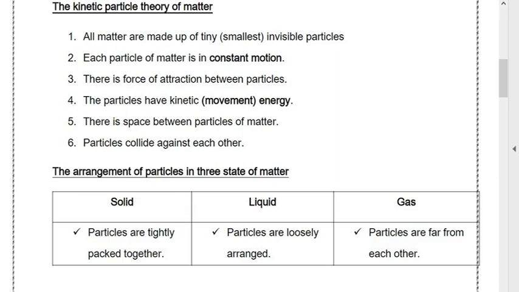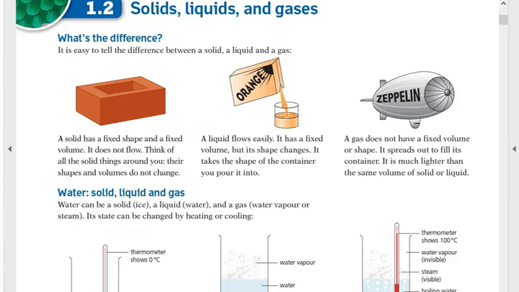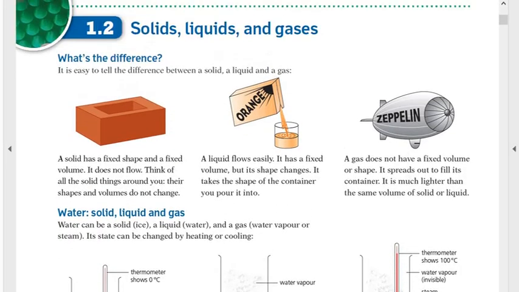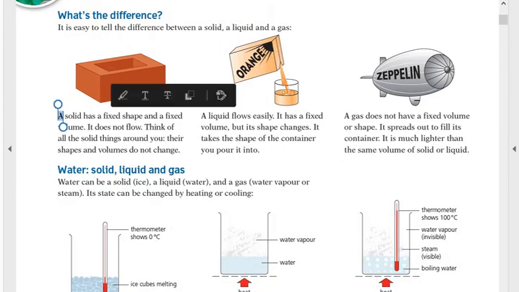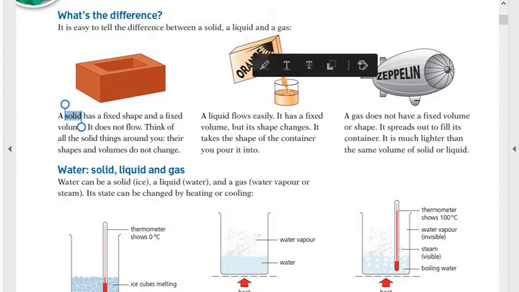Because even though all we are seeing is invisible air, there are actually millions of particles in that air. So when they move, they collide against each other, right? Another thing, these are just different examples of objects with different states of matter. That's a brick. So the brick is obviously a solid, which has a fixed shape and a fixed volume, right?